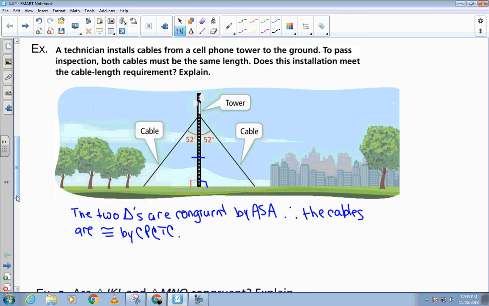There's a difference between what ASA does and what CPCTC does. You do not understand the difference. The ASA proves these two triangles congruent. Once you know the two triangles are congruent, then all of the other corresponding parts are congruent by CPCTC. What does CPCTC stand for again? Corresponding parts of congruent triangles are congruent. Okay.